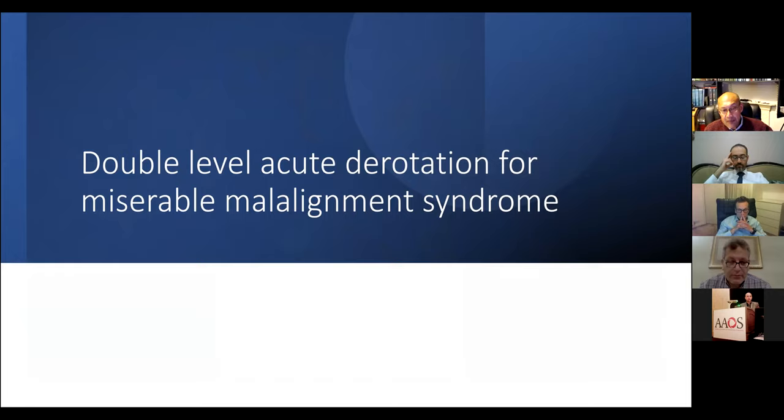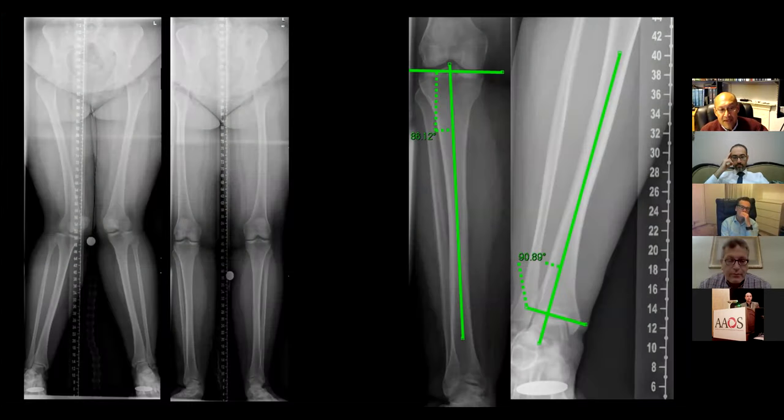The first is the example that I showed you earlier of the high BMI patient who has miserable malalignment syndrome. You can see that there is internal femoral rotation or torsion, as well as external tibial torsion. When you take away in the simulation the effect of rotation, you will see that the tibia itself has no significant deformity. So what this patient needed was a derotation of the femur and a derotation of the tibia. And this can be done acutely.